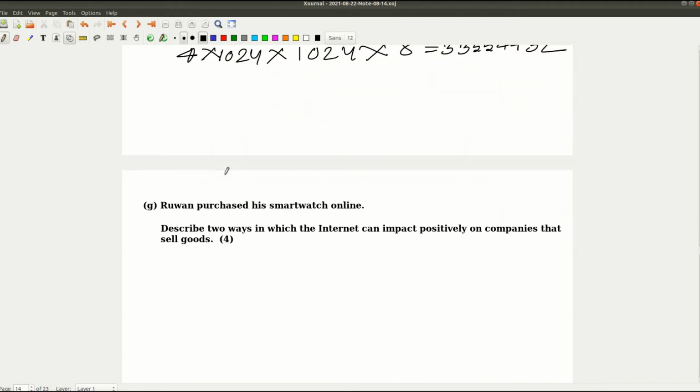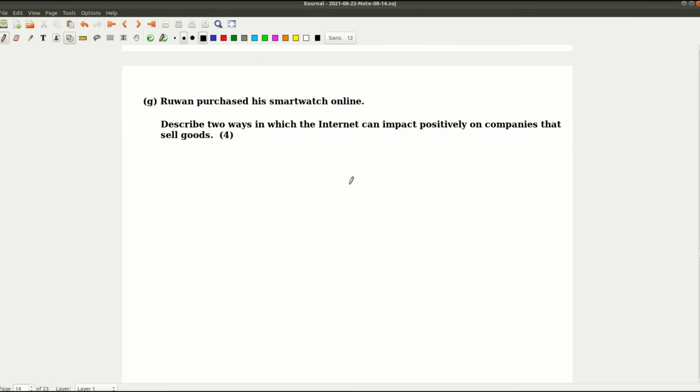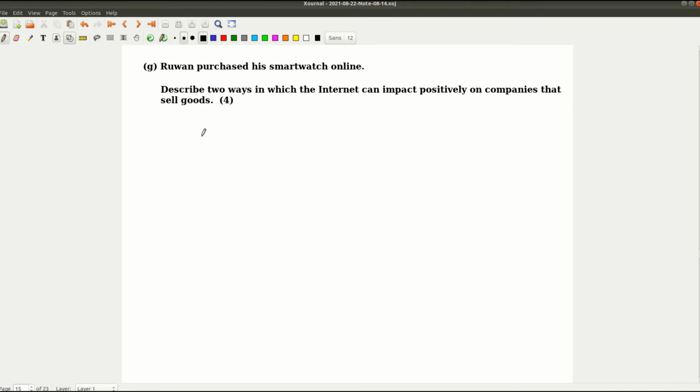So the next question is, Ruan purchased his smartwatch online. Describe 2 ways in which the internet can impact positively on companies that sell food. Like in our country we have Daraz, and Amazon is also one example. So what's the benefit of selling something online?